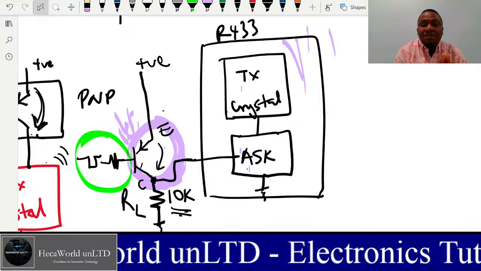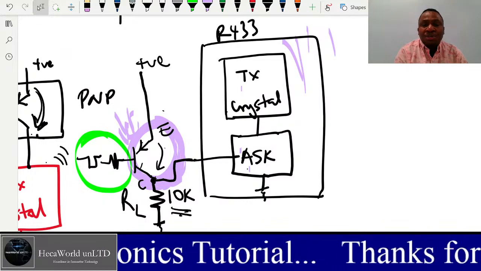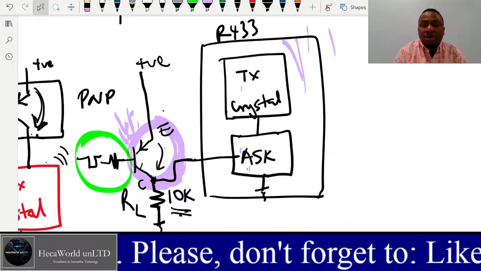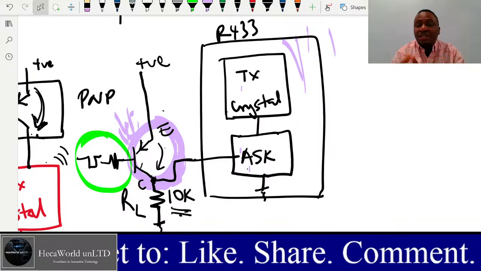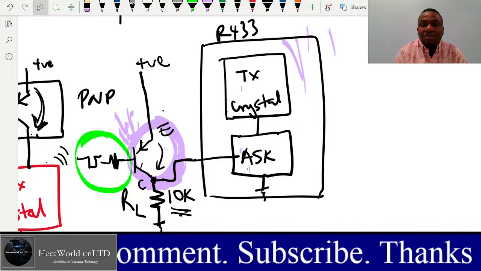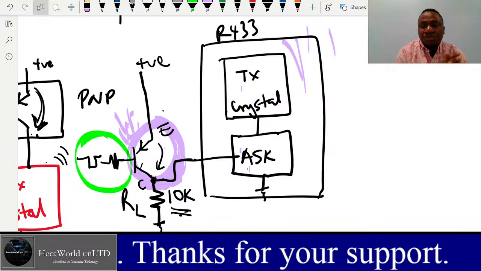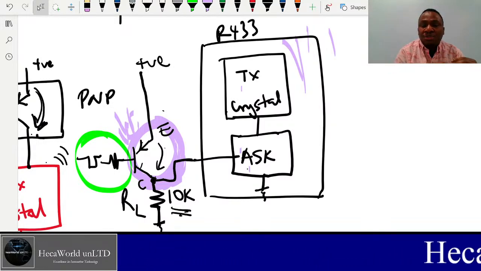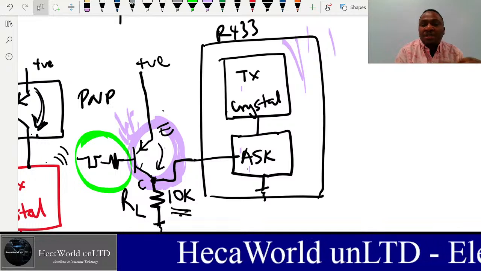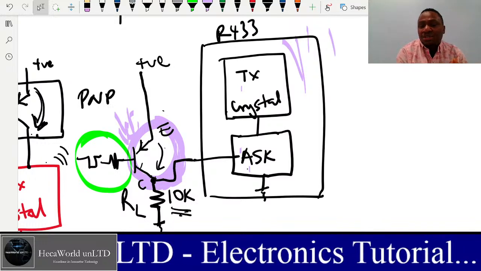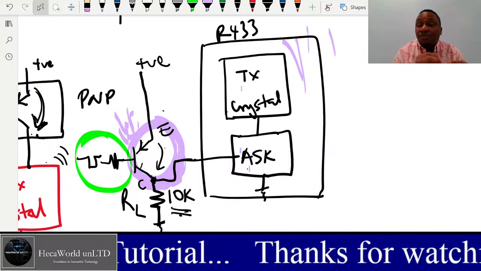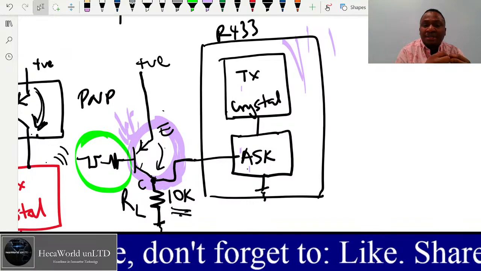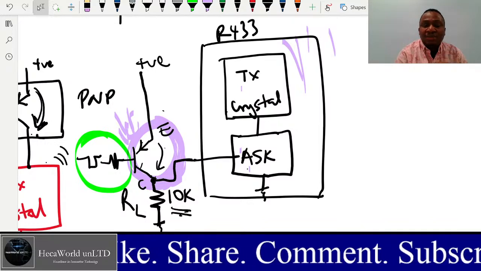Now we finished the transmitter circuit and showed you how to convert the ASK into a regular transmitter by modulating it with an audio signal. And then we also went in depth to show you that you can use a PNP transistor for converting the R433 transmitter into a circuit that can be controlled by a negative going signal.